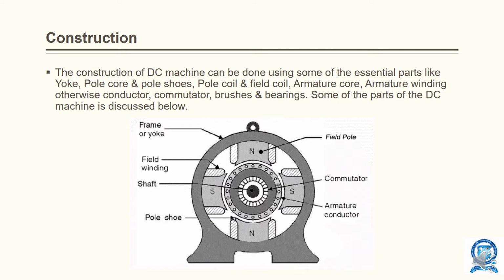See, the outermost covering or the frame, we call the yoke. Then the stator: immediately next to the yoke we have the stator winding and the field poles, followed by the armature conductors. Then nearer to the armature conductor we have the commutator. The centermost part is the shaft. So it goes on like that. Now let us discuss one by one.